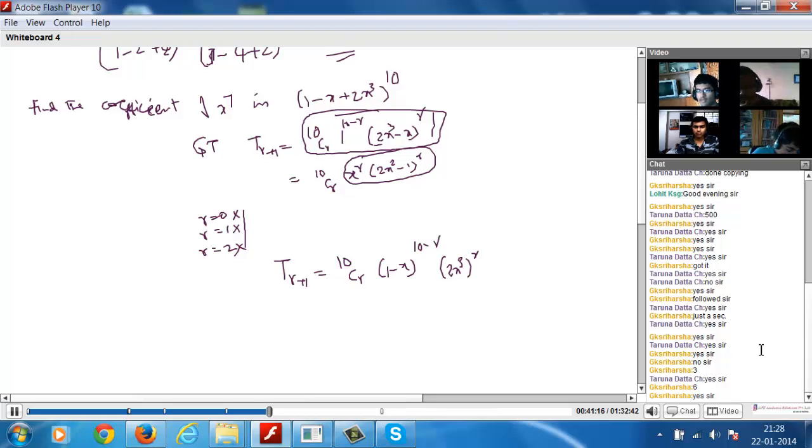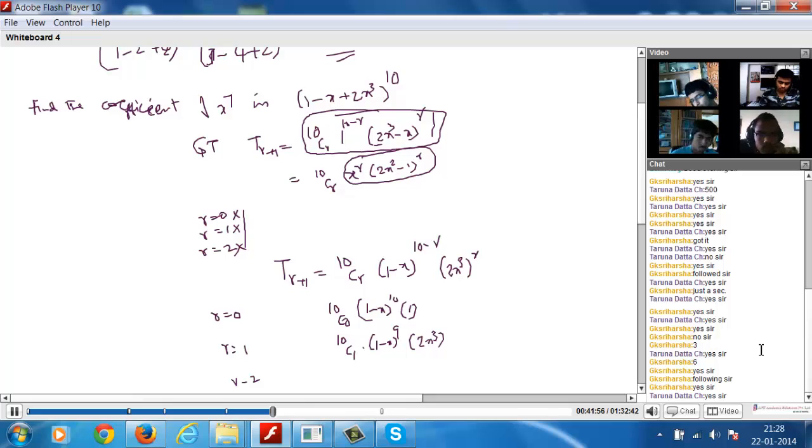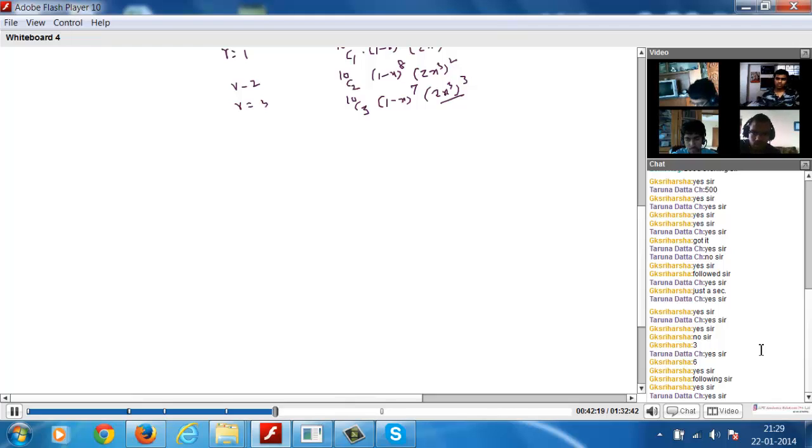So instead of writing the general term like this, you see how it would be if I write it like this: 10Cr (1 minus x) to the power 10 minus r into (2x cube) to the power r. Suppose r is equal to 0. What am I going to get? (1 minus x) to the power 10 into 1, that is 10C0. When r is equal to 1, I get 10C1 (1 minus x) to the power 9 into 2x cube. r is equal to 2, 10C2 (1 minus x) to the power 8 into (2x cube) square.